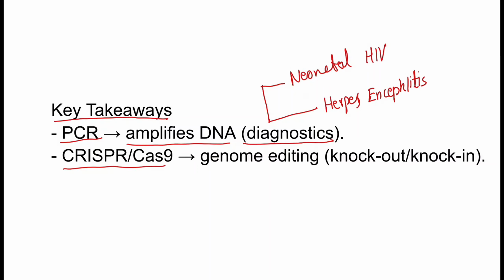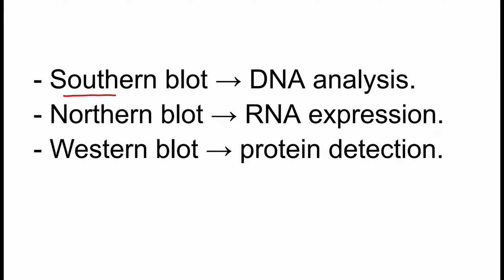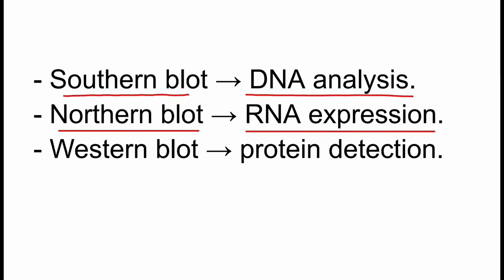CRISPR-Cas9 is a genome editing tool, with outcomes knockout and knock-in. Southern blot is used for DNA analysis. Northern blot is used for RNA expression. Western blot is used for protein detection. So these are the three uses of blot techniques.